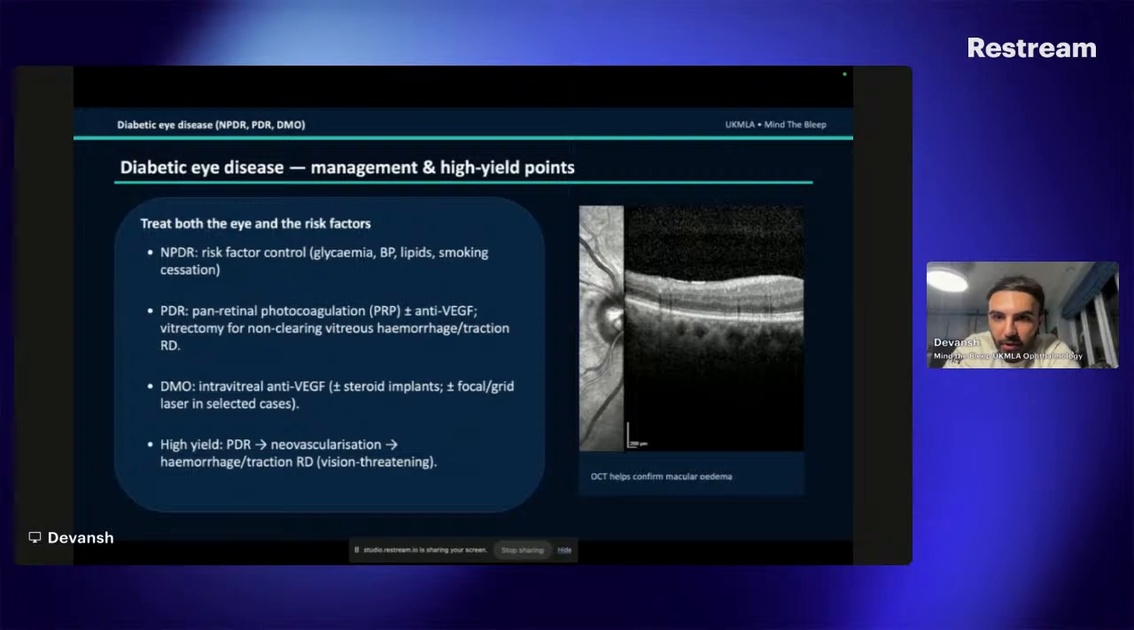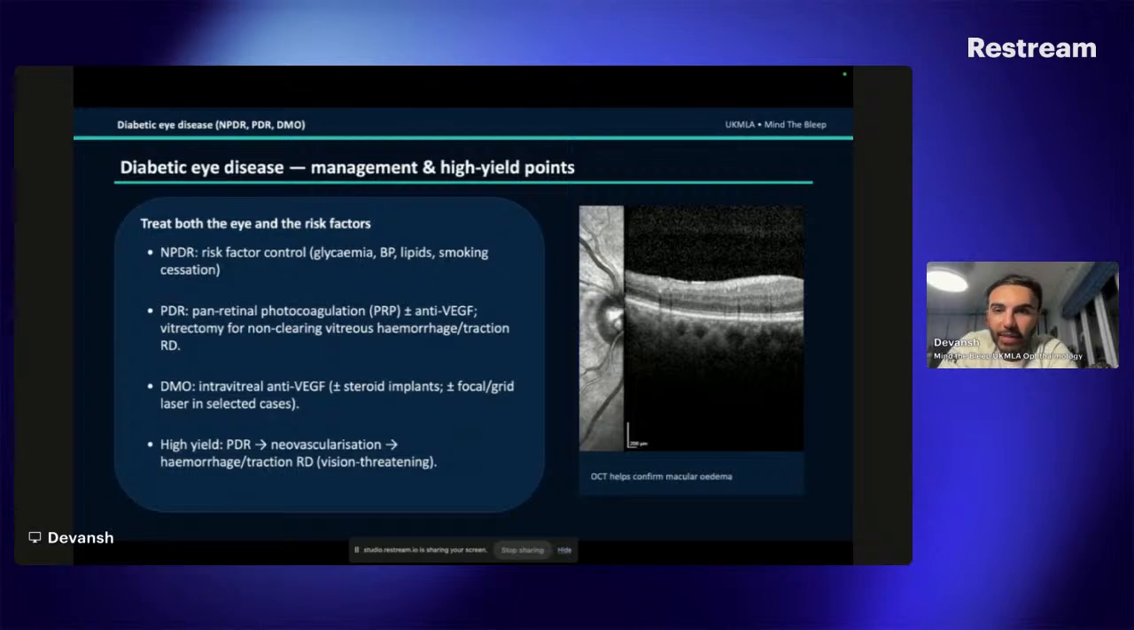So coming on to management, the treatment for non-proliferative versus proliferative diabetic retinopathy varies. For non-proliferative, the key thing that we want to do is to prevent further progression. This is through risk factor control, like diet and exercise, controlling blood pressure, controlling lipid levels within the blood, and of course, stopping smoking.